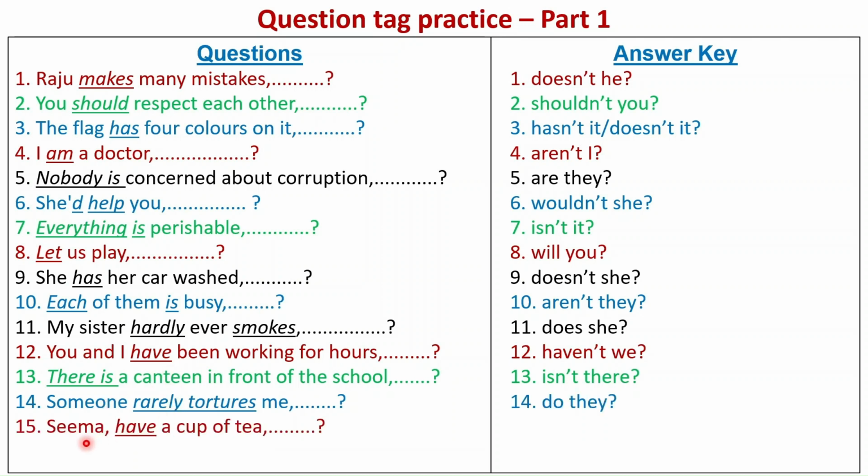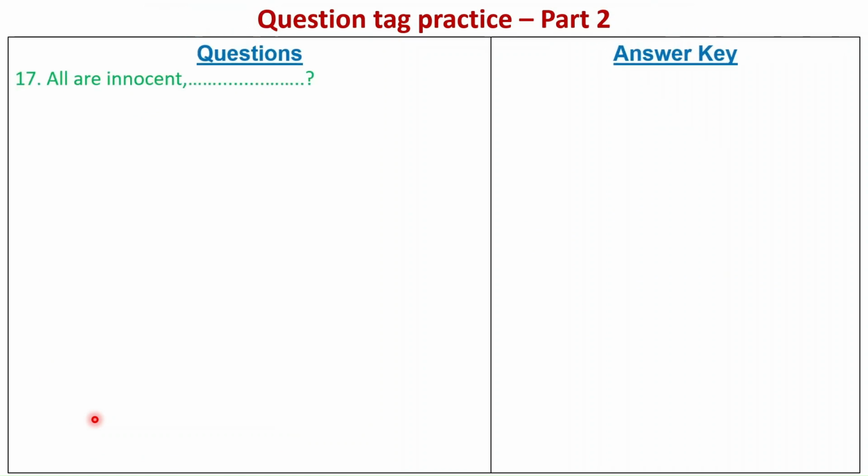Sima, have a cup of tea. Have a cup of tea. Will you? I didn't buy any book. The sentence is negative. Therefore, did I? All are innocent. All are innocent. This all denotes people here. Aren't they? Let's complain about it. Let's. Shall we?